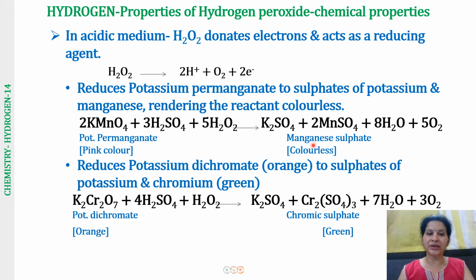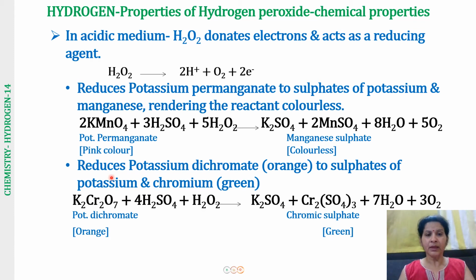And this is a question which has been asked in the AIIMS examination. I do not remember the year, probably 2004, in which you were asked how many moles of H2O2 are required to render potassium permanganate colorless. So for 1 mole of KMnO4, 5/2 moles of H2O2 will be required. This is one question that has been asked, so I just remember it.